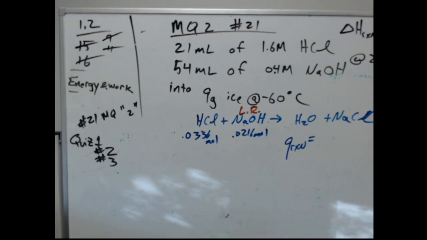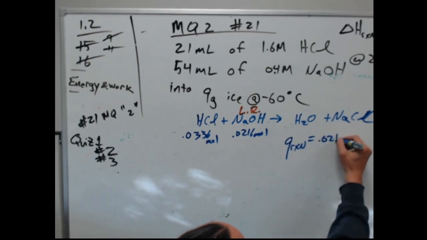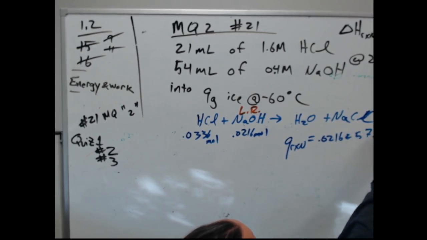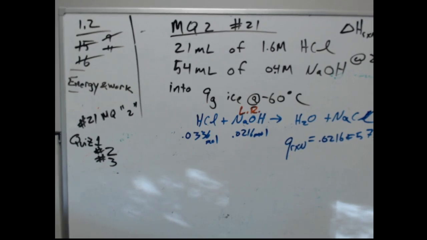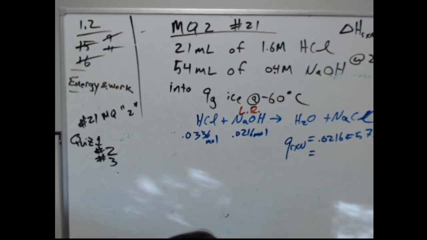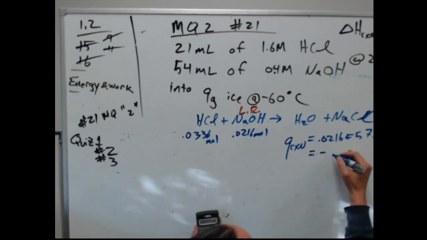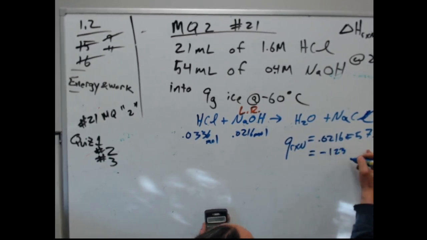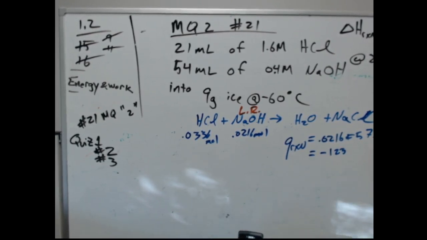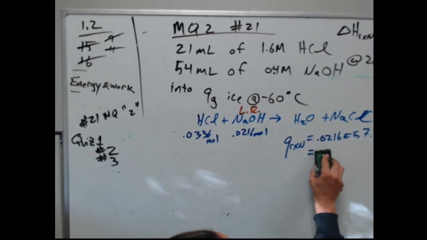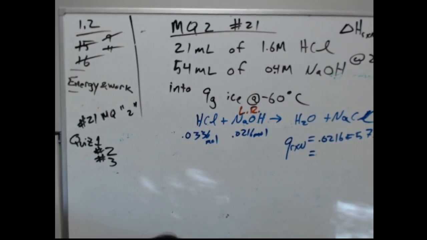So Q reaction, we know that's equal to moles times the enthalpy change, and you can just rearrange that. The enthalpy change of the reaction is negative 57.3. So we're trying to figure out what Q is. You just multiply n times delta H. Exactly.